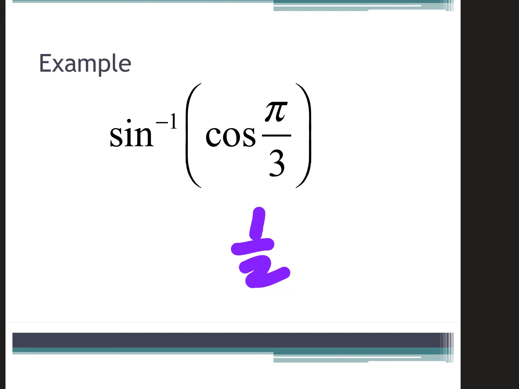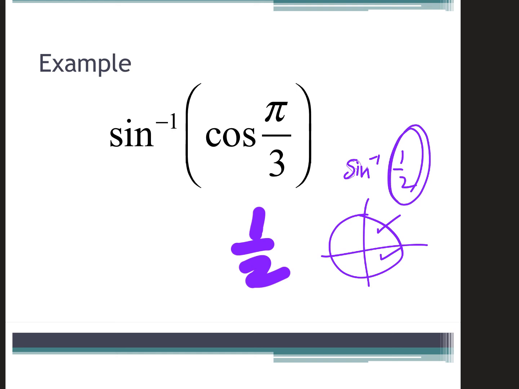So now this problem says, what is, oh, that is way too thin. Hold on, I screwed that up. Here we go. What is the inverse sine of 1/2? In other words, based on the quadrants I'm allowed to look in, which is this one and this one, where do I have a sine value that is 1/2? That happens up in the first quadrant at pi over 6.